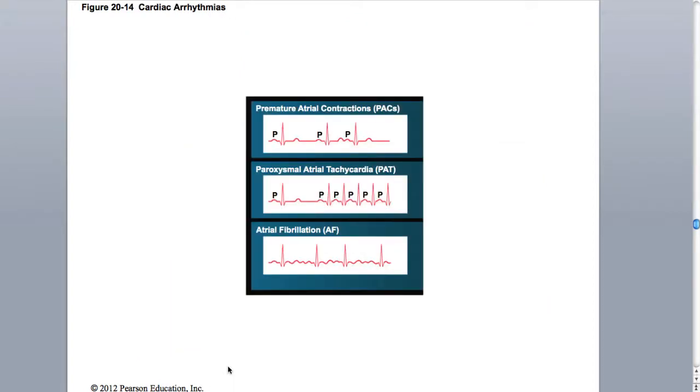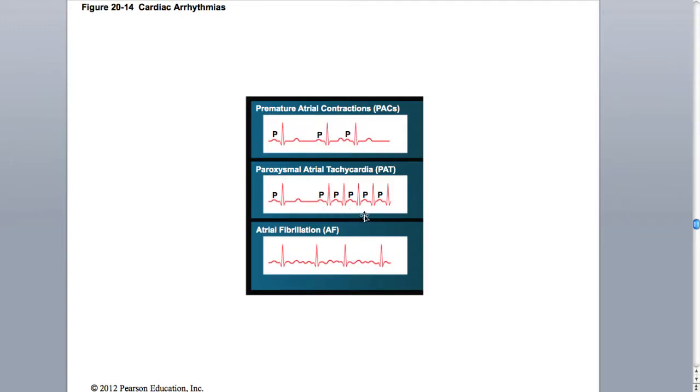Now we're going to go through these abnormal ones, the cardiac arrhythmias. I'm on page 689 for this. In this one, we see a P wave, a T, a P, and then we sort of see a T followed by a rapid P. So we have a premature atrial contraction. That's why we have an extra P too soon. And that's your premature atrial contraction.